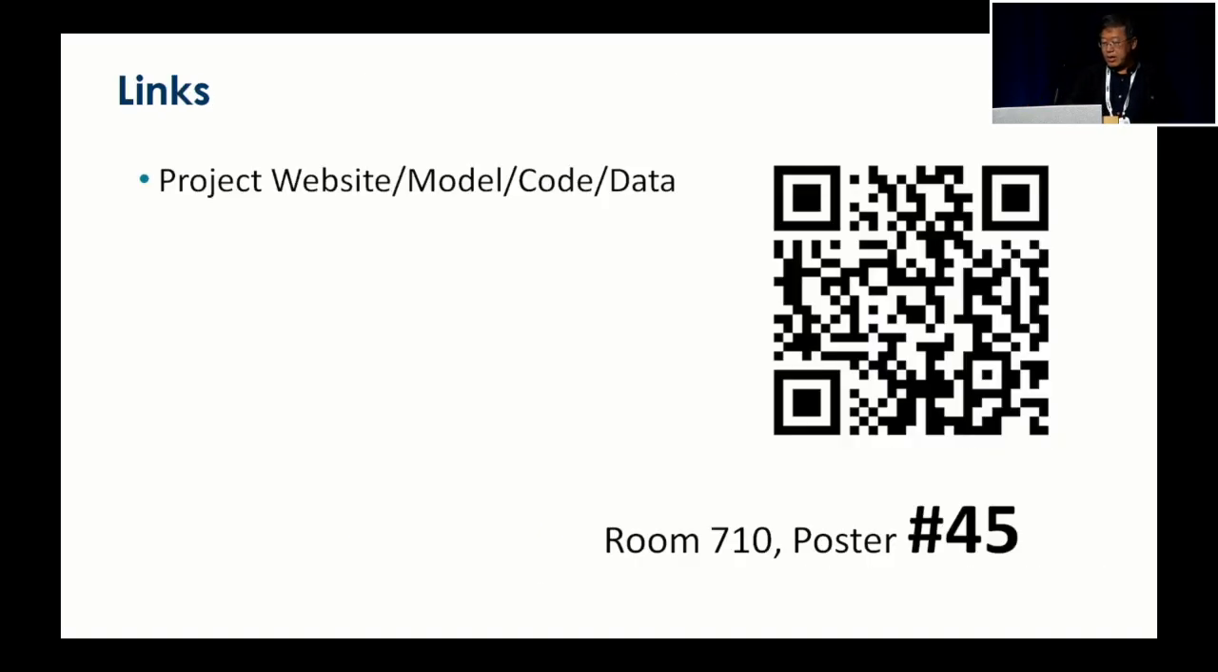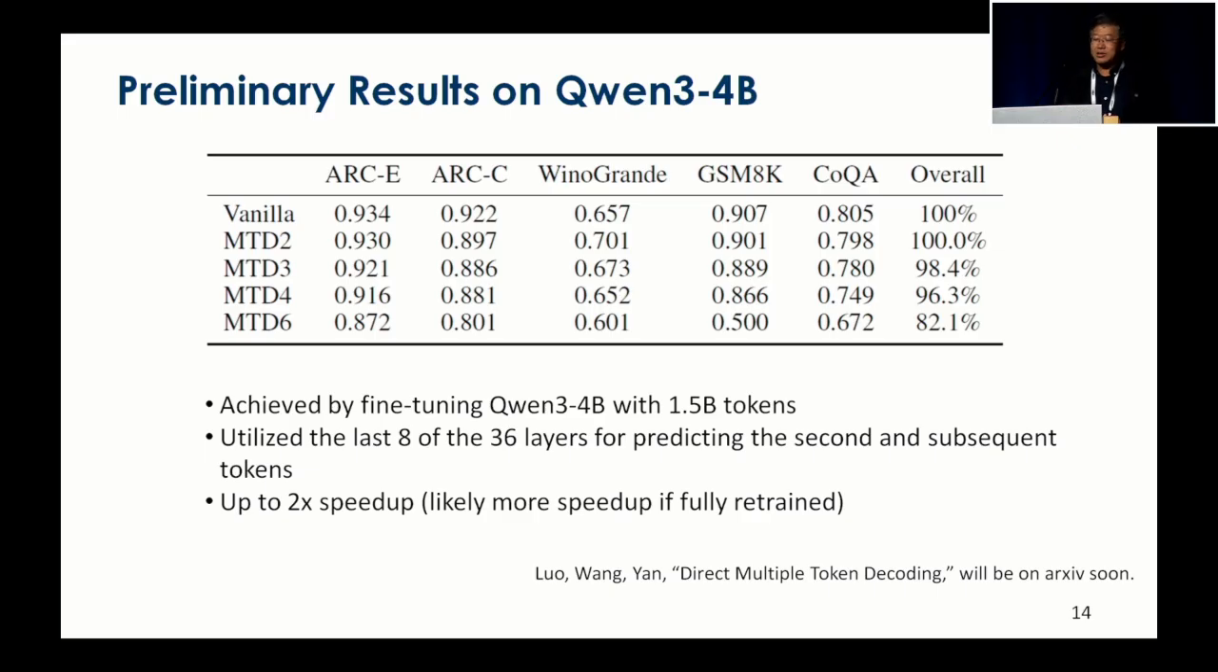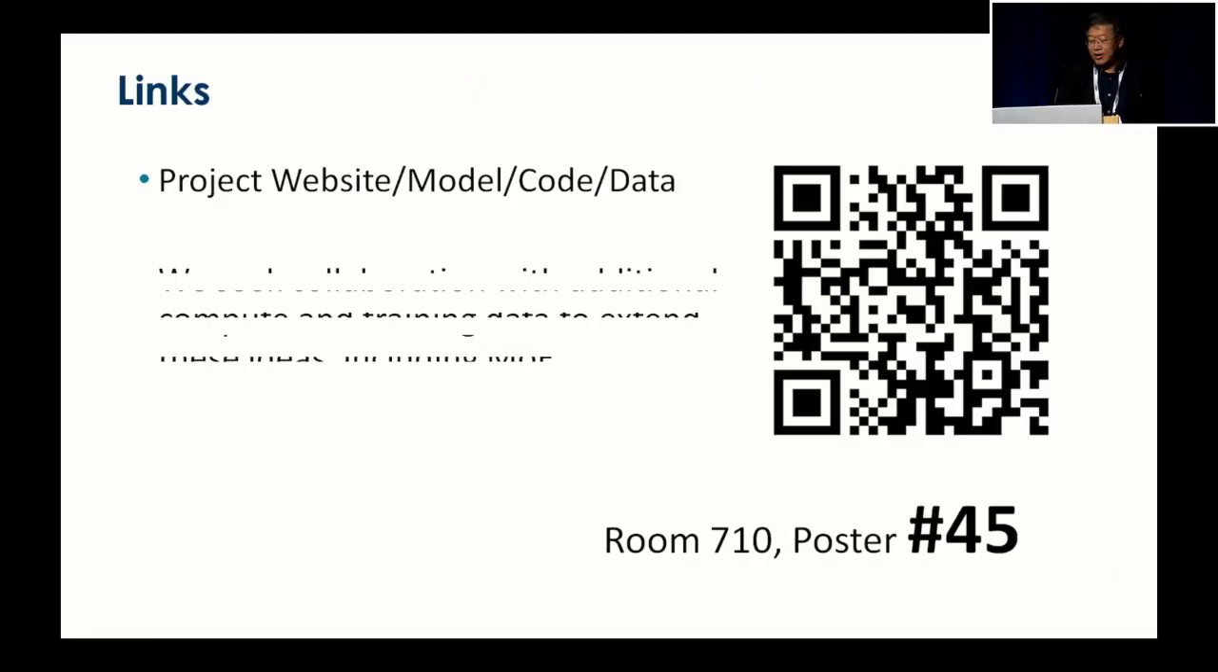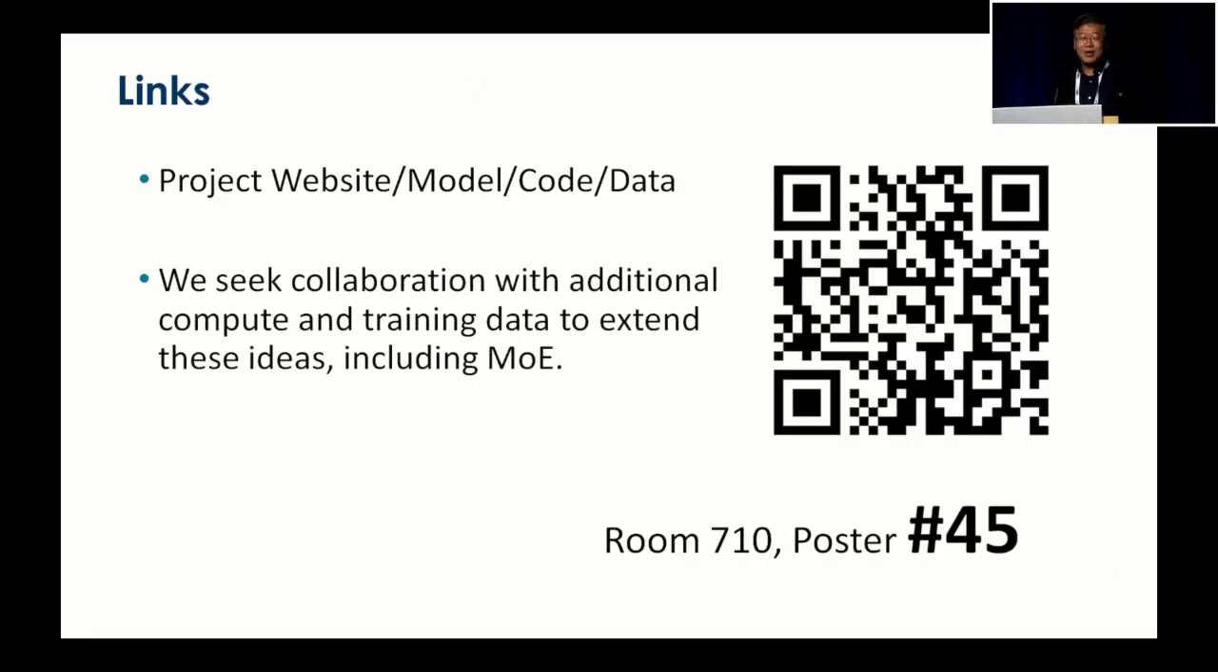Okay. So for FlexiDepth, we put everything, the code, the model, and the data, online, and you can visit. For the new work, direct multi-token decoding, we are going to release it very soon, probably this week on arXiv, and you can have a look. We are at poster 45, and we are also seeking collaboration with additional computing resources and training data, to extend this idea to other architectures, the popular MoE architectures. That's it, and thank you very much.